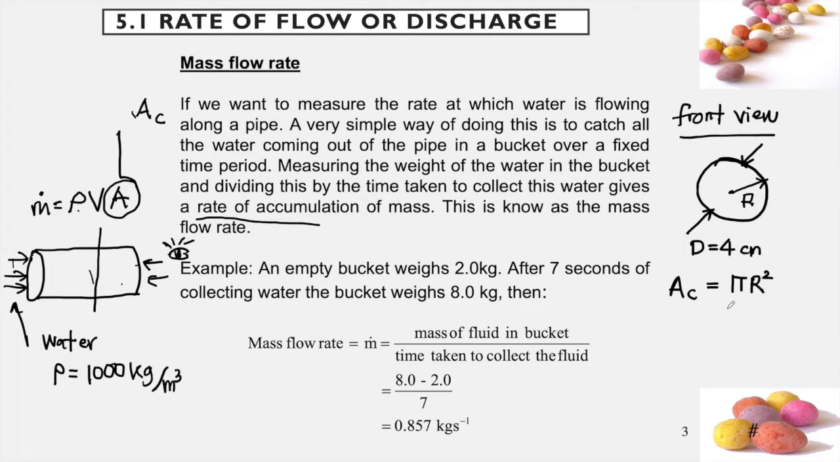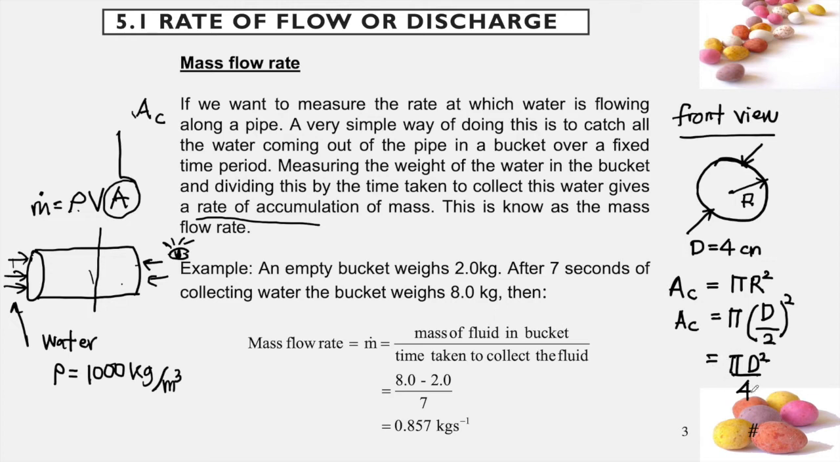But if you want to find it in terms of diameter, because normally in the question the diameter will be given, in order for you not to change it into radius, you can change this equation into diameter, because we want to substitute the diameter directly. We know that the radius is the diameter divided by 2, squared. Therefore, this equation turns into pi d squared over 4.